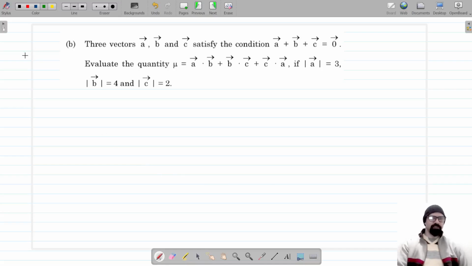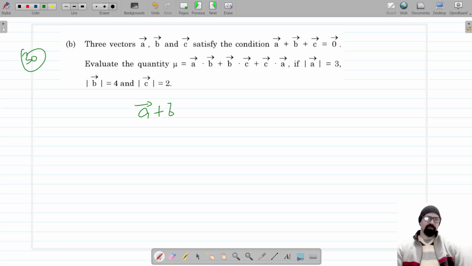Now question number 30, part B. It is given that three vectors A, B, and C satisfy the condition A vector plus B vector plus C vector is equal to 0. We have to evaluate the quantity mu is equal to A dot B plus B dot C plus C dot A, where the magnitudes of A, B, and C are given. So let's write down what is given to us: A vector plus B vector plus C vector is equal to the 0 vector.